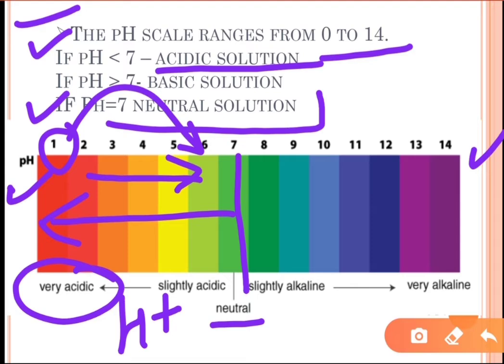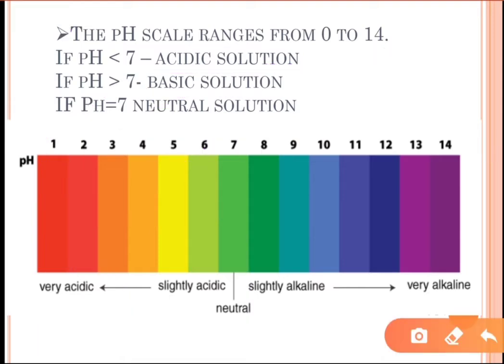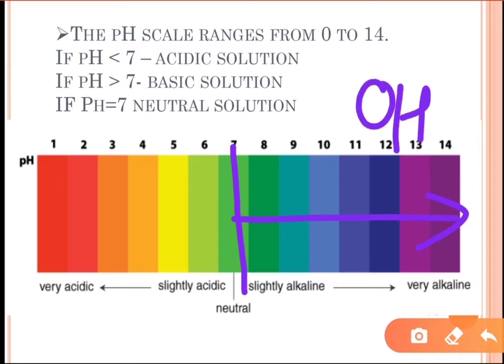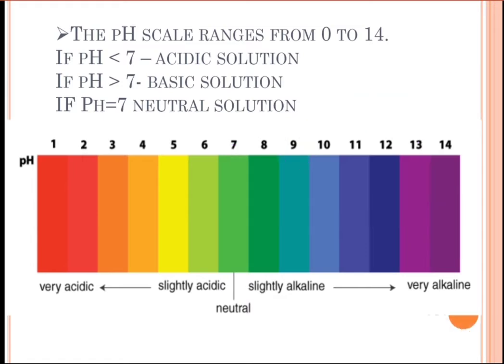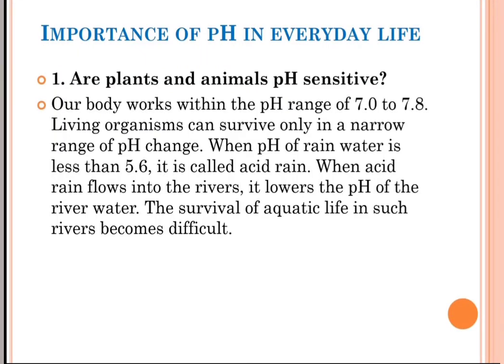If we talk about the basic solution, if pH is greater than 7, then the solution will be basic solution. If we move towards the right hand side, then the concentration of hydroxide ion increases. A solution which has a pH near about 14 is said to be a strong base, and a solution which has a pH near about 8 or 9 in comparison to 14 is known as weak base. So in this way we have acid, neutral or basic.